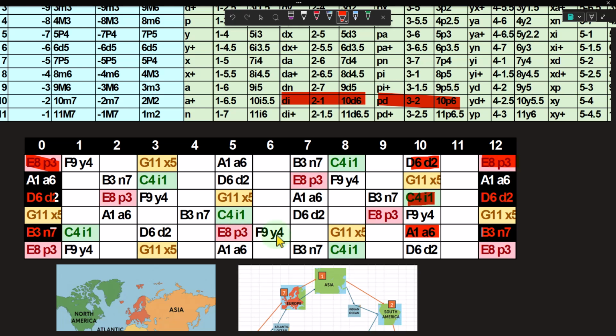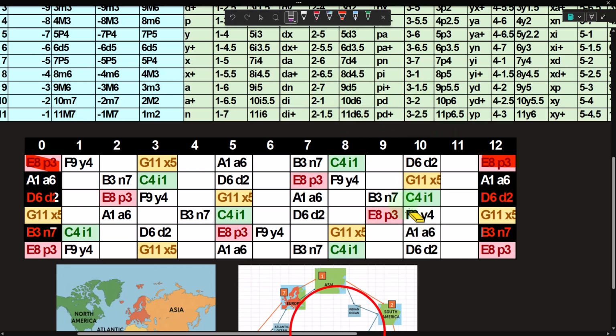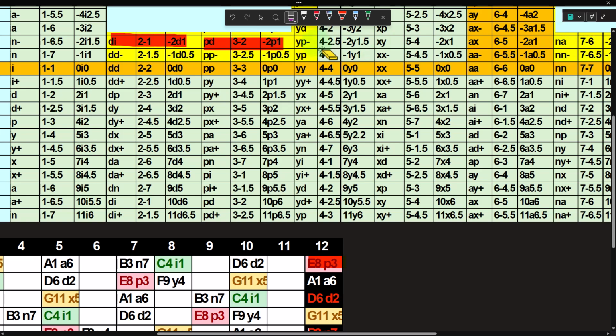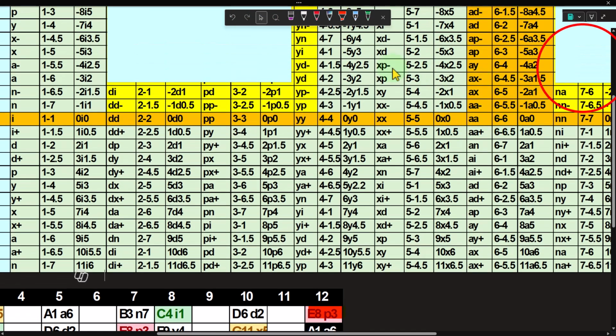1, 2, 3, 4, 5, 6 modal half steps. Okay, let's erase that out. Go to the next one, the next one, the next one. We're going to erase this, this, this, this. We'll reveal the next bit. So I'm going to go up right there and go up to here.